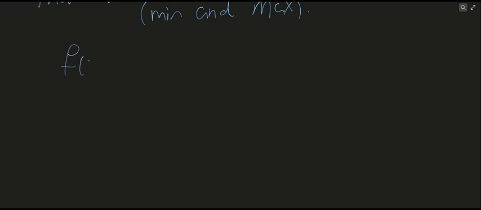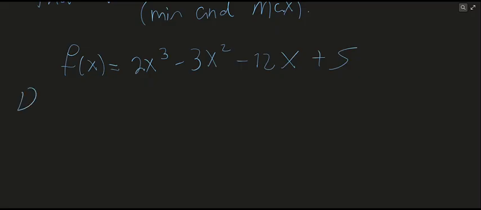So f of x is actually equal to 2x cubed minus 3x squared, plus minus 12x plus 5. Okay, good. Now, let's actually derive this function. So derive f of x.